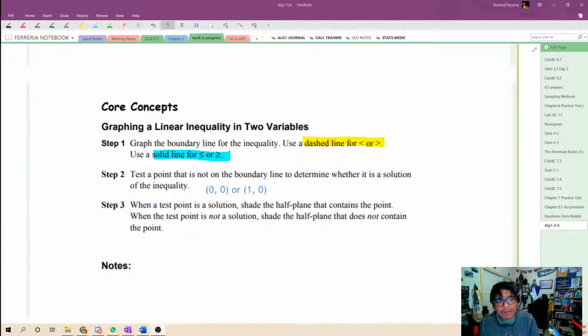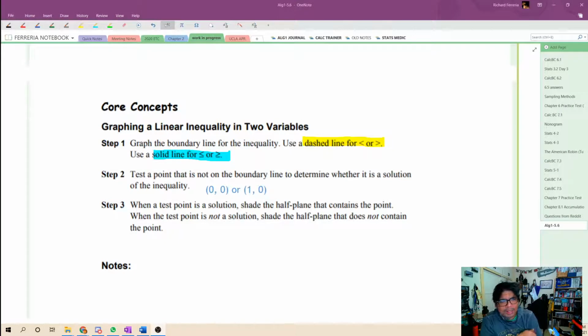Now step two here is to test a point that is not on the boundary to determine whether it is a solution to the inequality. And lastly, you want to shade the half plane that contains the solution. So if it turns out that the test point is not a solution, you make sure to shade the side that is not with the test point.